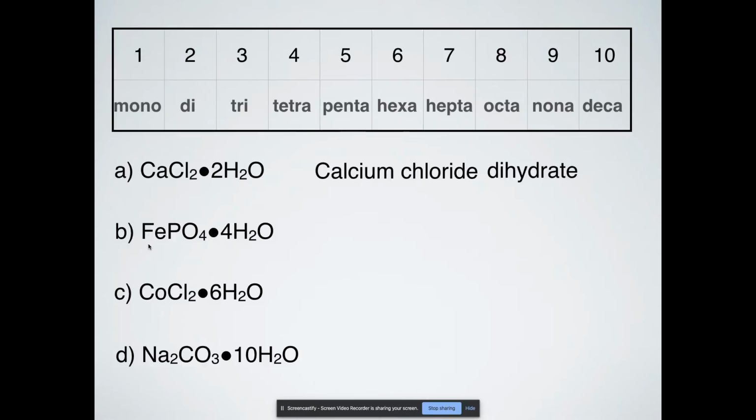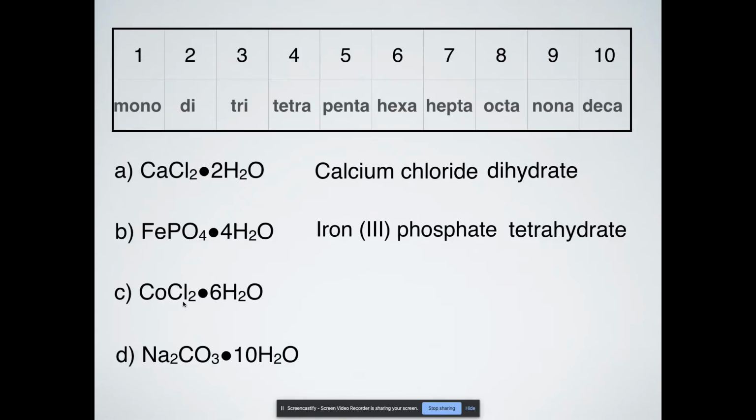Next, FePO4. Fe is a transition metal, right? So we have to remember our transition metal Roman numerals here. What is phosphate, PO4? That's a 3-. I don't have any subscripts, so that must mean this is a +3. So I have iron(III) phosphate. And then how do I say 4? Tetra. So that's tetrahydrate.